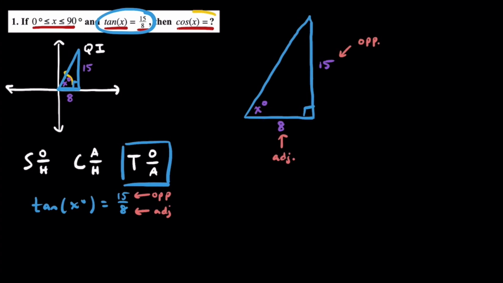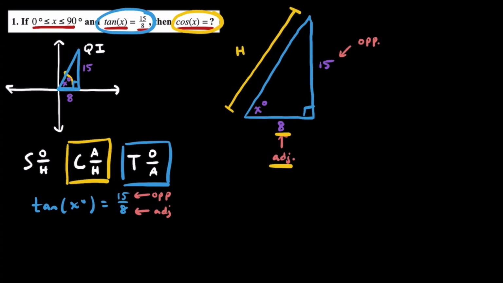Now, since the question is asking us what cosine of x is equal to, we need to use this ratio right over here, which is adjacent over hypotenuse. We already know the adjacent side is going to be 8, that's right over here, but we need to figure out how long the hypotenuse is, which is this length right over here. To do so, we can use the Pythagorean theorem, which is a squared plus b squared is equal to c squared. A is going to be 8, which is one of our legs, b is going to be 15, the other leg, and c always represents our hypotenuse, or the diagonal side length.